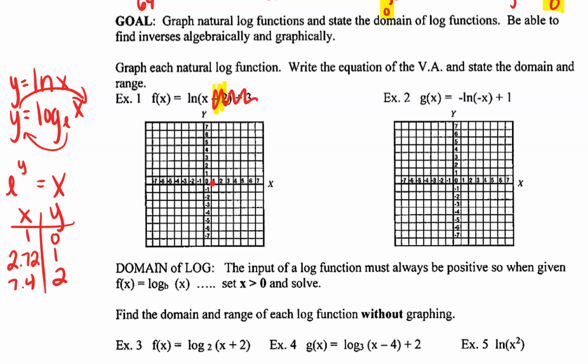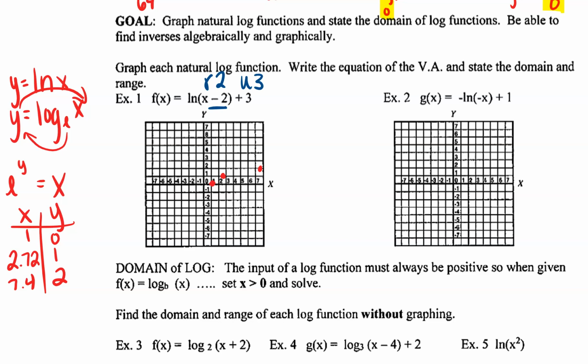1, 0, 1, 2.72, 1, and then 7.42. The asymptote was originally going to be at 0, but if we have shifts, that will affect the asymptote. So we have a right 2 and up 3 shift, because left to right is always opposite. So we're going right 2 and up 3.